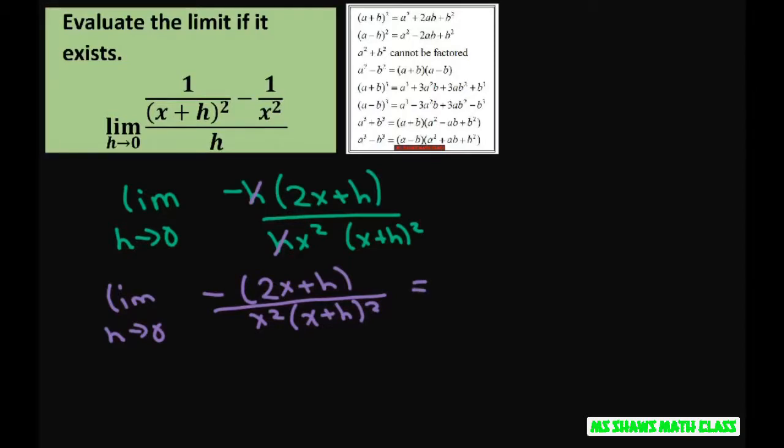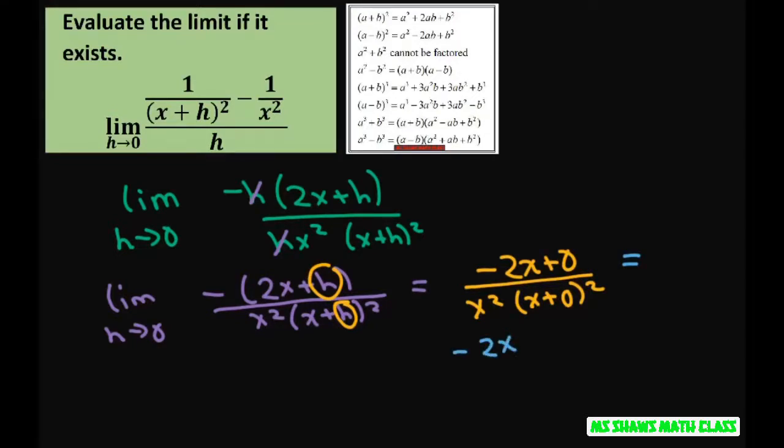Now, at this point, you can plug in 0 for h. So everywhere there's an h, we're going to plug in 0. So you're going to get negative (2x plus 0) over x squared times (x plus 0) squared. And this is going to equal negative 2x divided by x squared times x squared. So this is equal to negative 2x divided by x to the 4th, which reduces to negative 2 divided by x cubed.